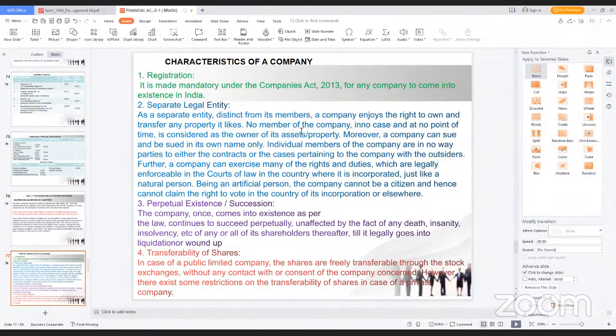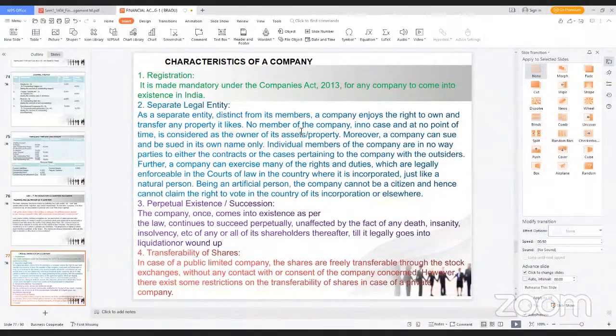The next characteristic is separate legal entity. Separate legal entity means it is distinct from its members. A company enjoys the right to own and transfer any property. And no member of the company, in no case and at no point of time, is considered the owner of its assets or property. Moreover, a company can sue and be sued in its own name only.